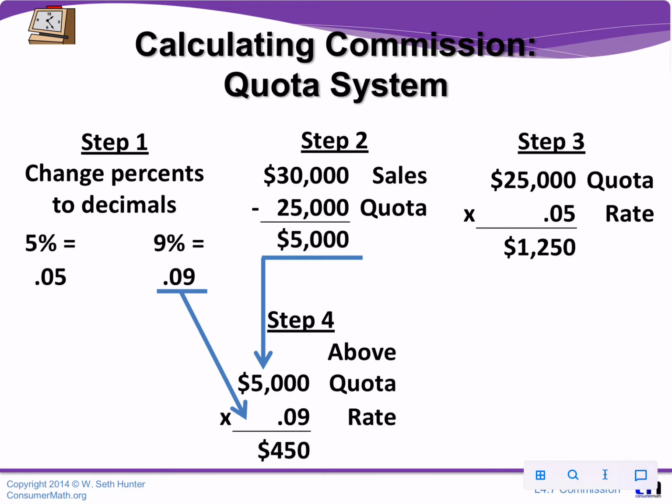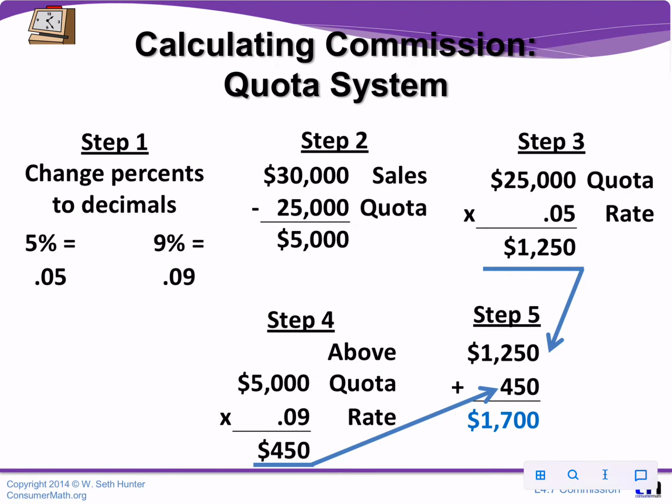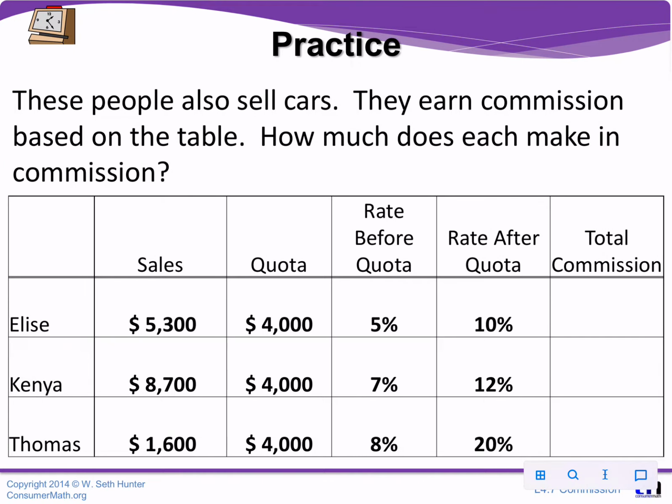Then we need to figure out the above-quota price. So we had $5,000 above quota, so we're going to multiply that by that 9% and get $450. And then we'll add those two amounts together. So he earned $1,700 in commission this week.